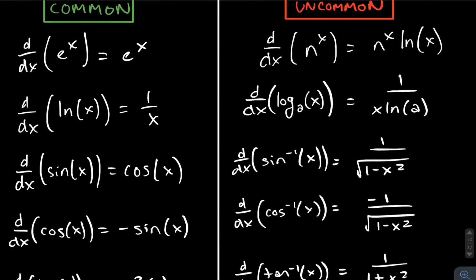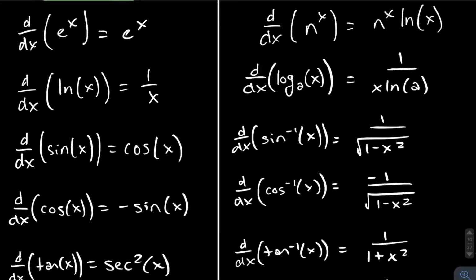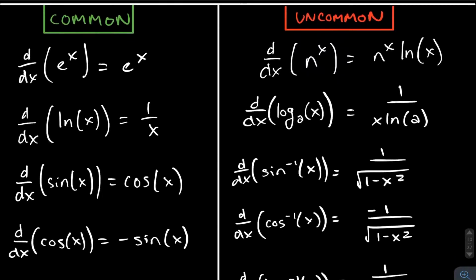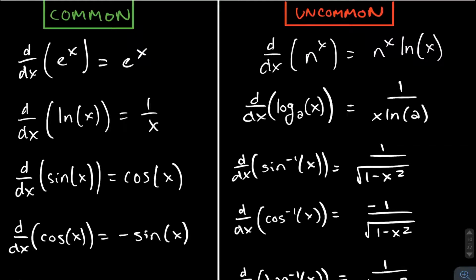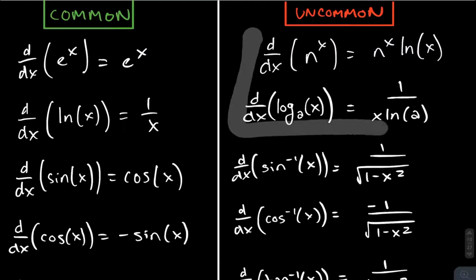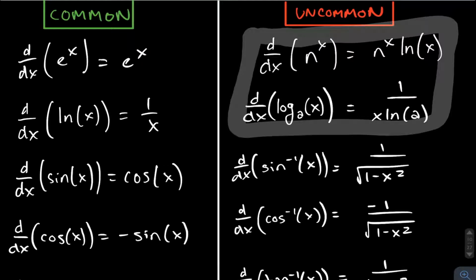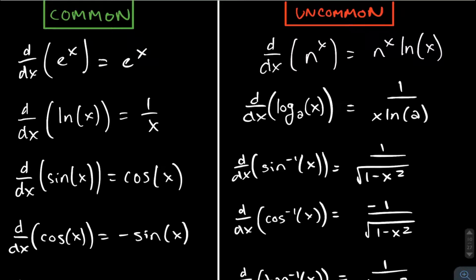But now that all the common ones are out of the way, so e to the x, natural log of x, and all the trig, let's talk about some uncommon ones. The first two here, the derivative of n to the x and log sub a of x, I don't think you'll have to deal with too many of those, but if you do, these are the derivatives. The derivative of n to the x is n to the x times natural log of n, and the derivative of log base a of x equals 1 over x times natural log of a.